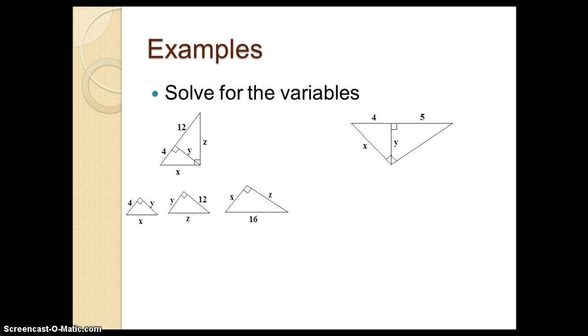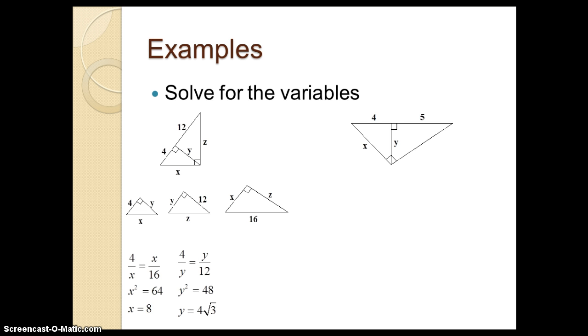So if I look at the first one, I need to solve for x. Well, I can see that in the smallest triangle, 4 is related to x in the biggest triangle. And the hypotenuse, or x, in the smallest triangle is related to 16 in the bigger triangle. So I can set up a proportion. By cross multiplying, I get x squared equals 64, so x is 8.